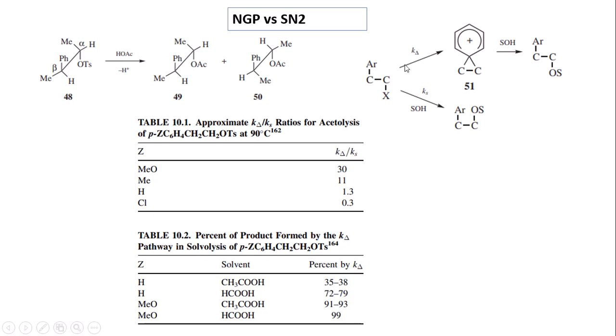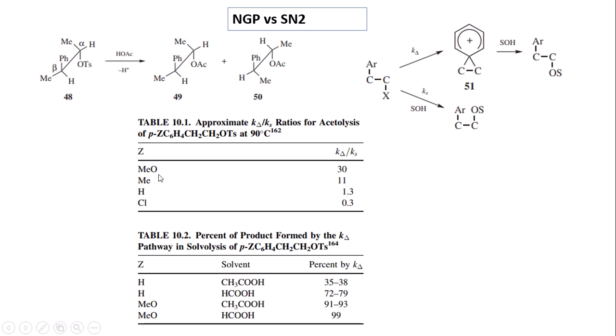From this observation, it can be shown that retention of configuration takes place through NGP, but inversion takes place in the SN2 reaction. If we compare the data, k delta by ks, k delta means the participation of the substrate in the NGP reaction, and ks means the participation of the substrate in the SN2 reaction.